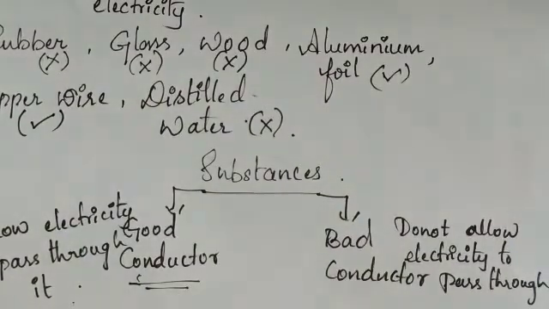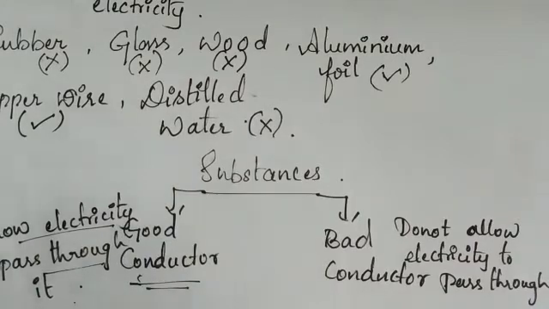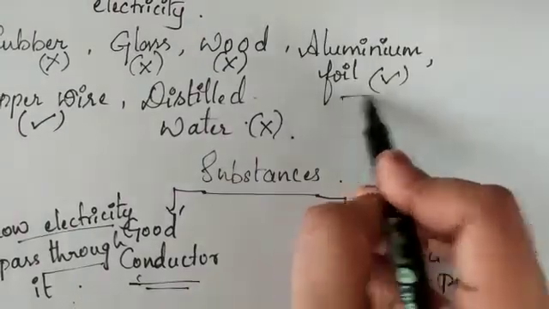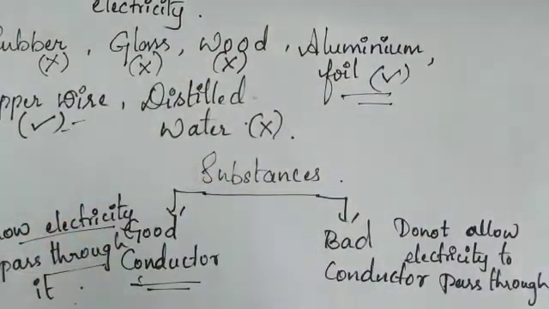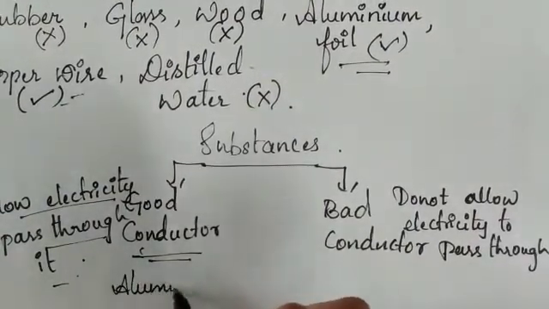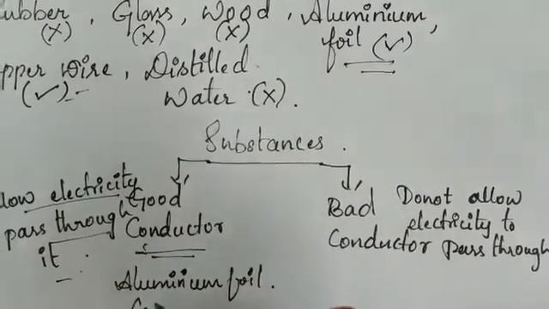Now I have the examples. I can classify them based on whether I gave a right mark or a wrong mark, as good conductors or bad conductors of electricity. Those which allow electricity to pass through are the ones I marked right: aluminium foil as well as copper wire. So good conductors are, for example, aluminium foil and copper wire.